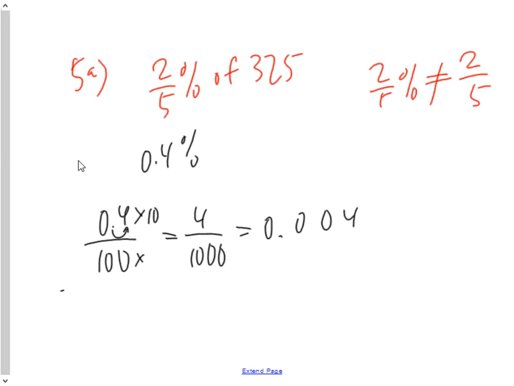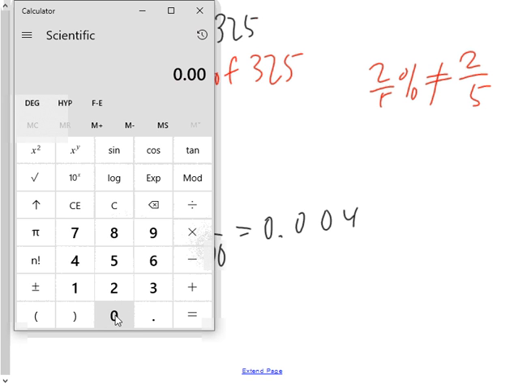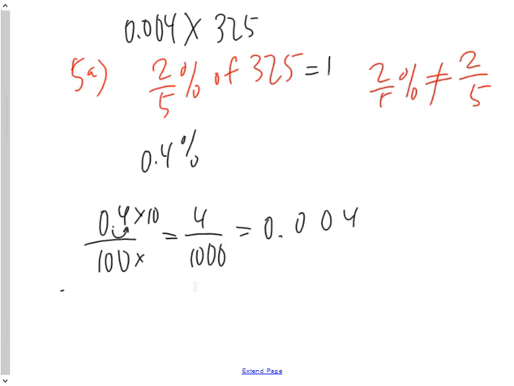So going back to my original question, 2/5% of 325, since 2/5% is the same thing as 4/1000ths, and the word of is really, in mathematical terms, multiplication. If I multiply this out, I will calculate what 2/5 of a percent is. So I grab my calculator, 0.004, that's 4/10% or 2/5% of 325, and the answer is 1.3.